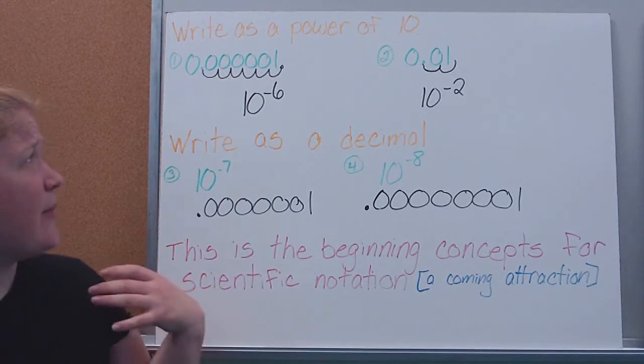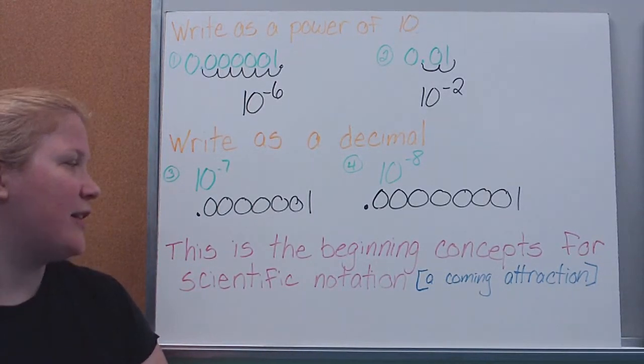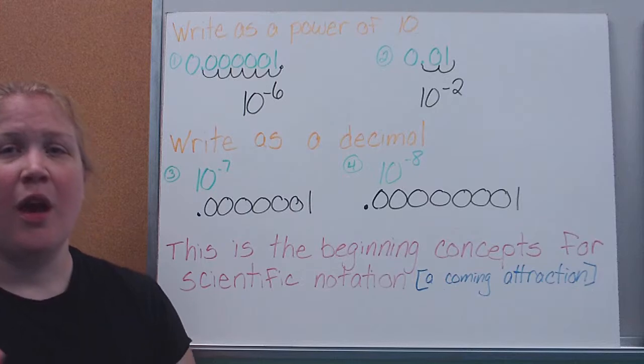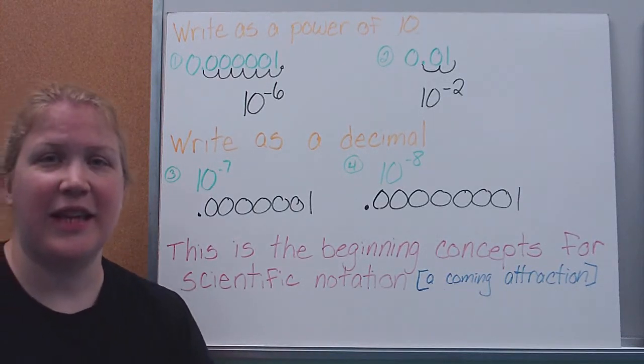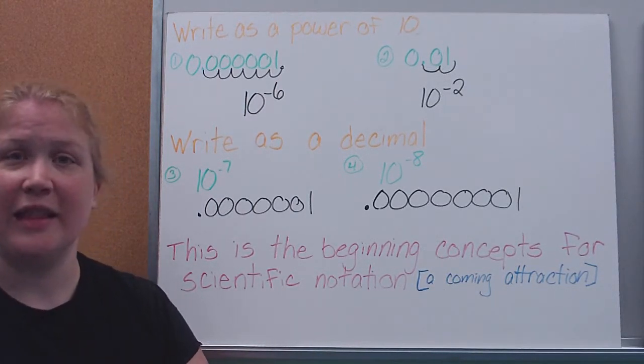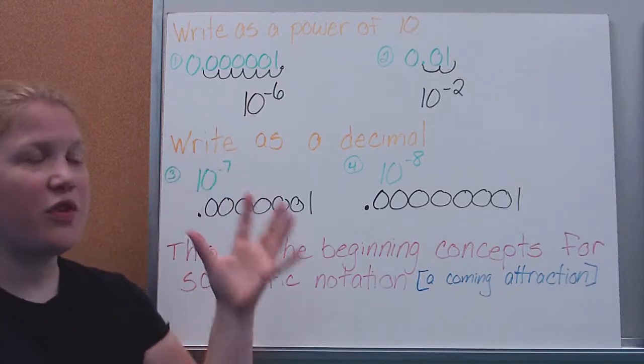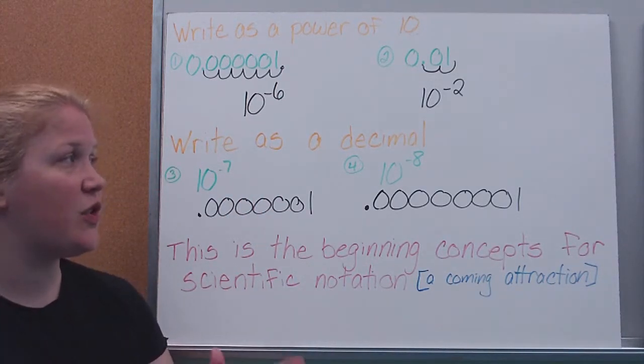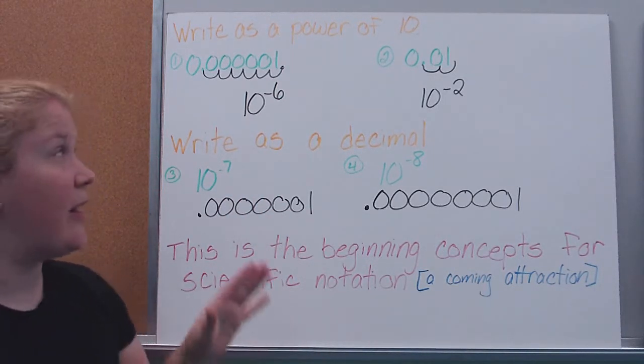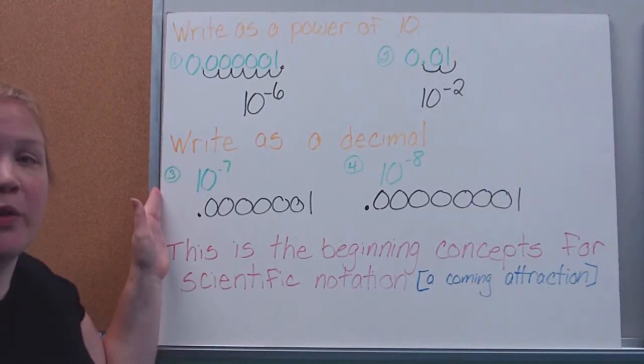And again, this is the beginning concepts for our scientific notation. We're going to need to know how to write things in scientific notation, but we'll talk more about that in the next video. So those are just if it's powers of 10, but I also just want to look at negative exponents and practice writing negative exponents too, which is what we'll do on the next board.